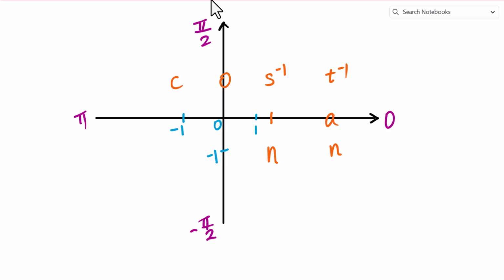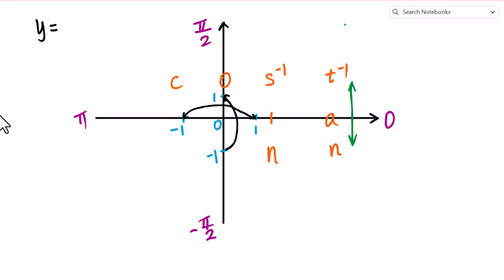-1, 0, 1. For inverse tangent, domain is all real numbers. For inverse cosine, domain is from -1 to 1. For inverse sine, domain is from -1 to 1. Using this diagram, we can write down the coordinates.